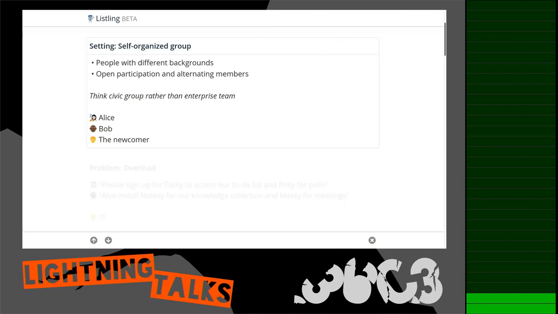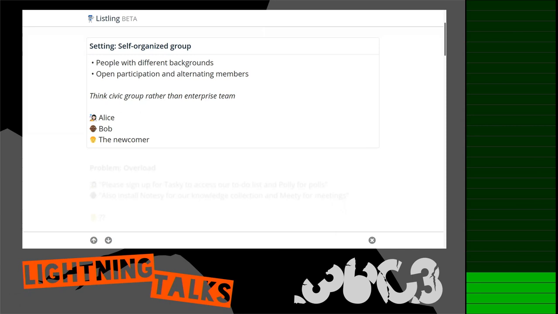Hi everyone, my name is Sven, and today I want to talk shortly to you about the need for low threshold collaboration in self-organized groups. So let's start by picturing ourselves in a self-organized group, like a group that's based on voluntary work, like an activist group or a civic group. In those groups, we have people with different backgrounds, and that also means people with different IT skills.